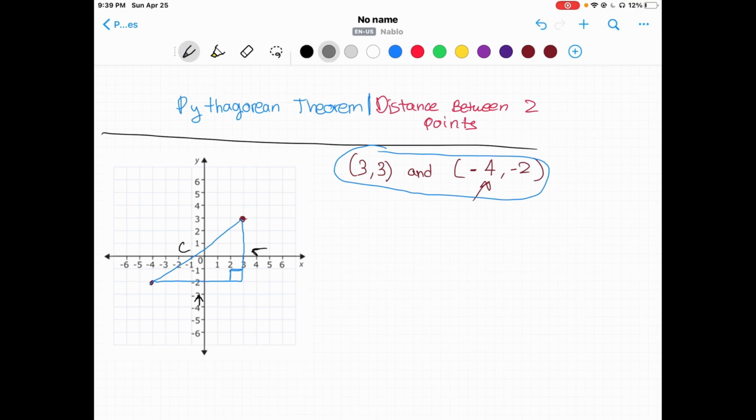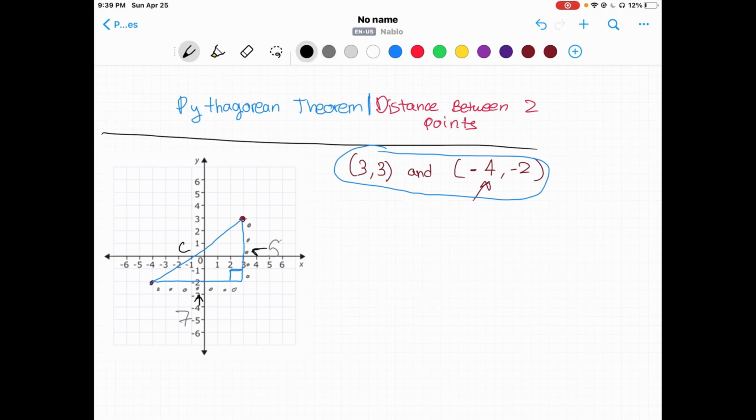Now, first, in this example, we're going to count to find out what the side lengths are. So this would be 1, 2, 3, 4, and 5. So this would be 5 over here. And then 1, 2, 3, 4, 5, 6, 7. So this would be 7.